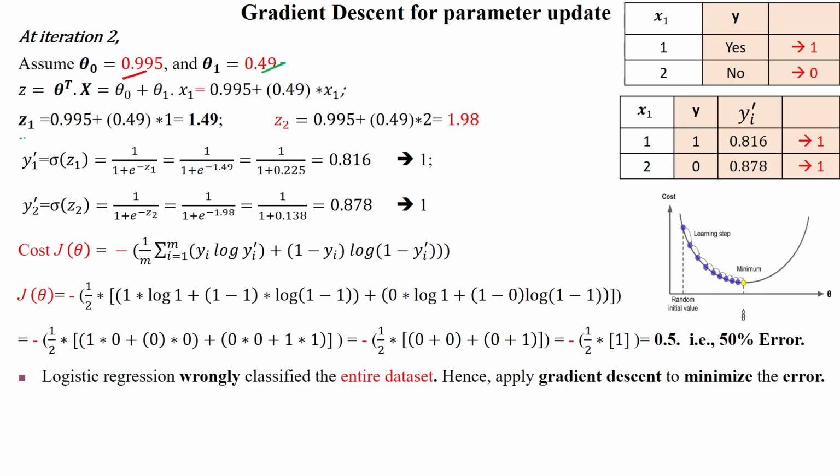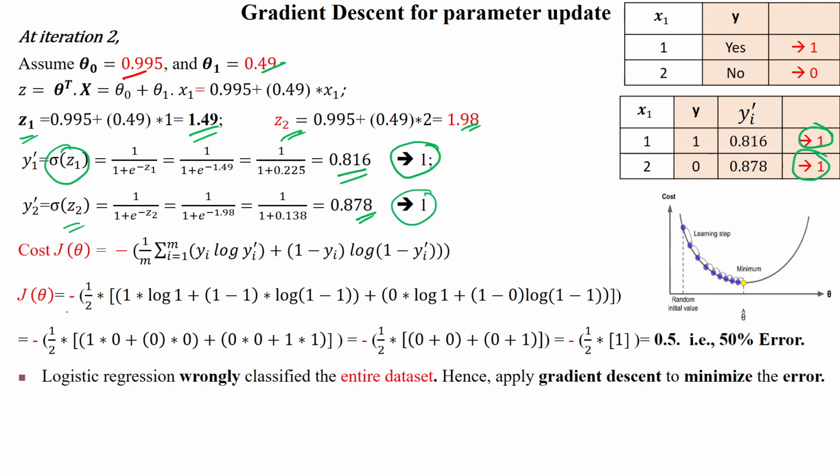When you are applying G1, you are getting 1.49, and G2 is 1.98. When you are applying the sigmoid on G1, you are getting 0.816, and G2 gives 0.878. So sample number 1 is again predicted as 1, and sample number 2 is also predicted as 1.